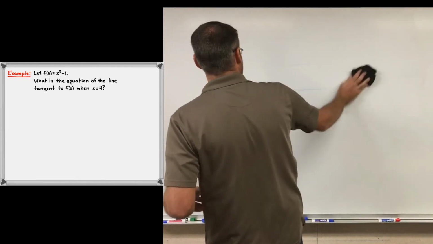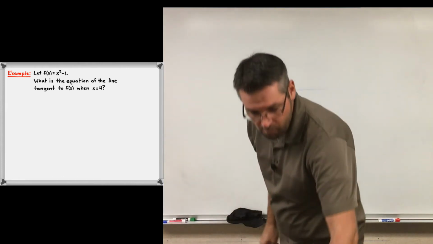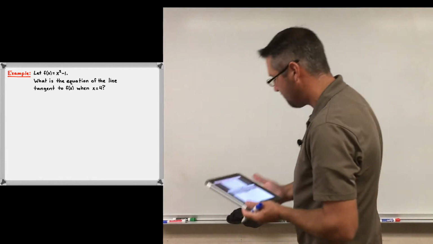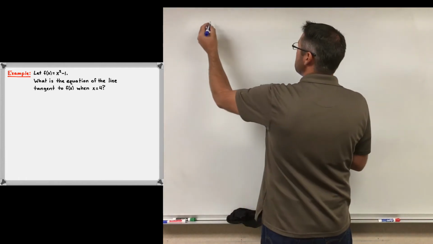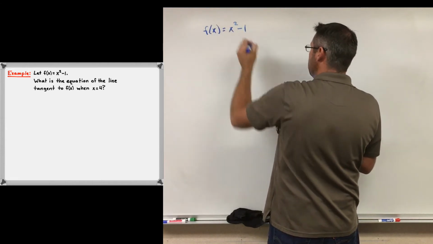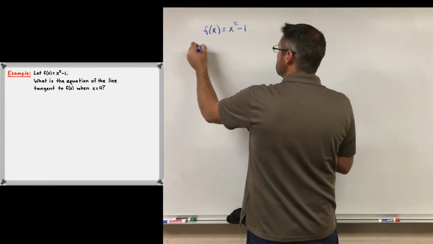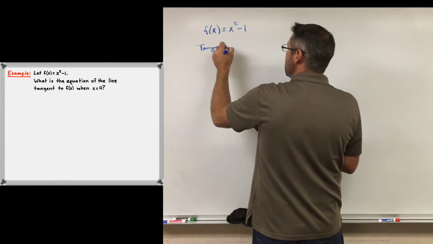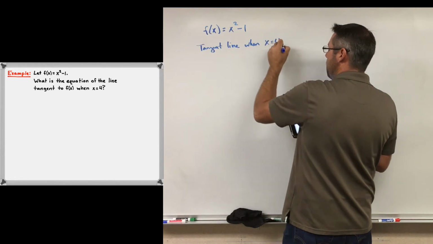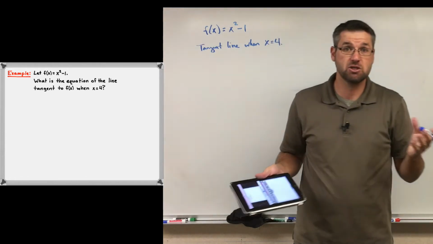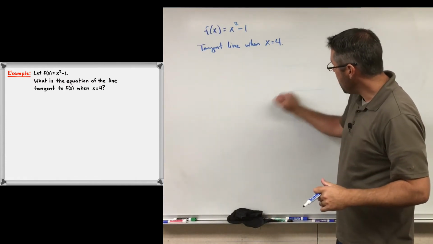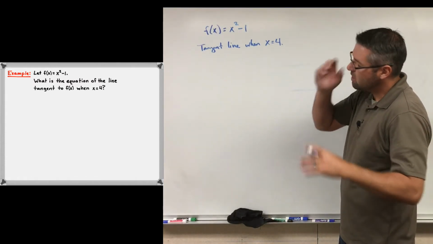We are looking for the equation of the line tangent to the graph of f when x equals 4. Here f of x is given as x squared minus 1, and we want the tangent line when x equals 4. That's our goal, to create the equation of a line. Like I said before, we're going to be doing a lot of equations with lines.